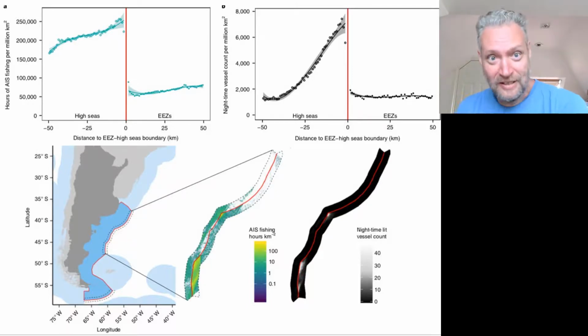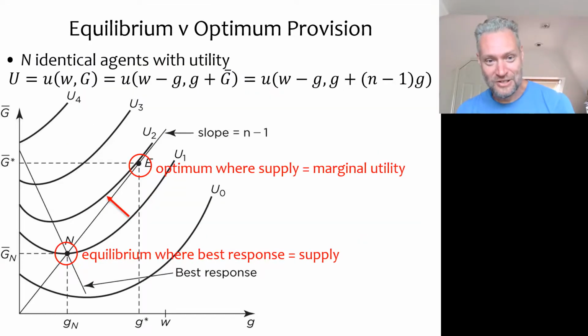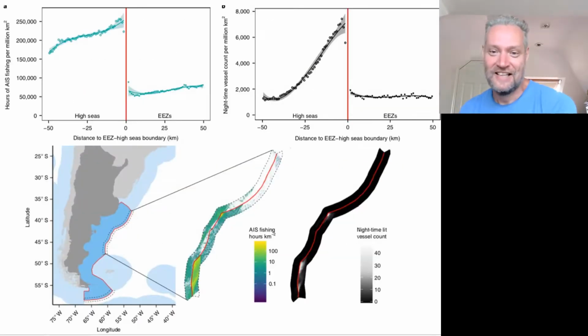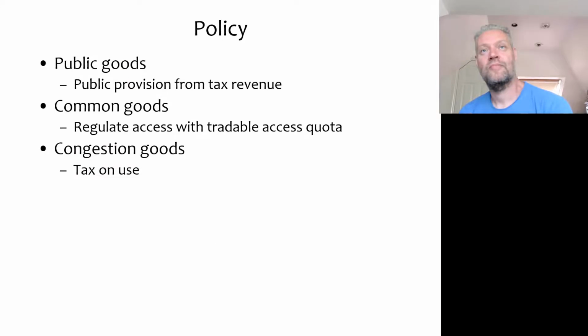So this is not just theory. We can actually see this in the data. So the problem with public goods is that they're underprovided and overconsumed. And then the question becomes, what can a policymaker do about this?